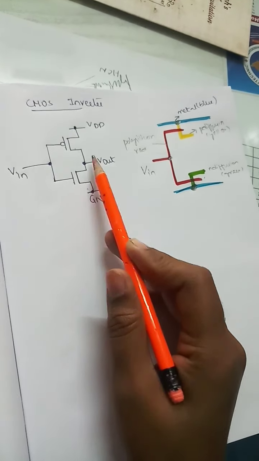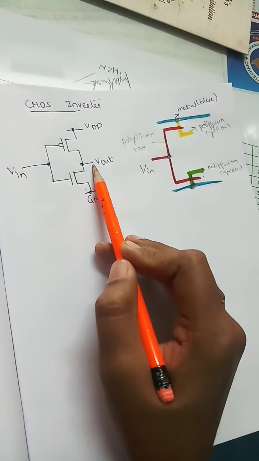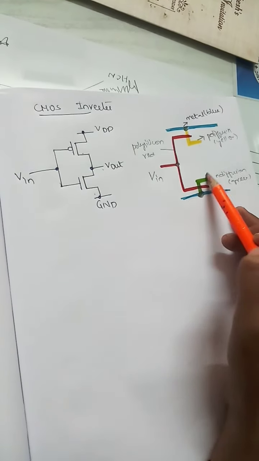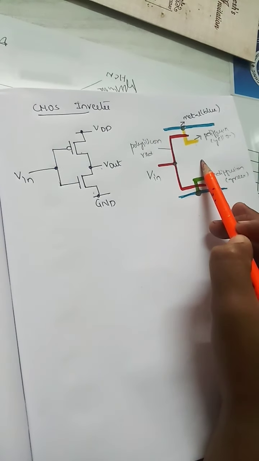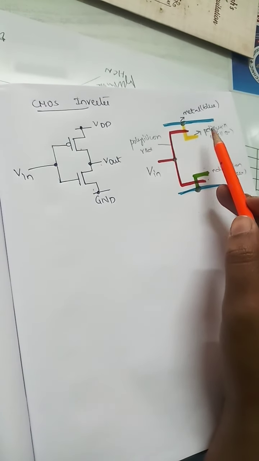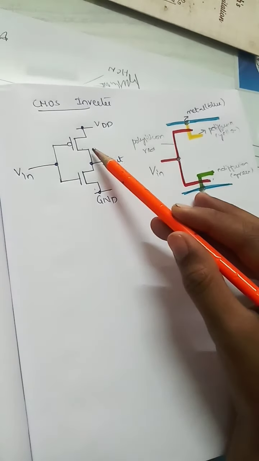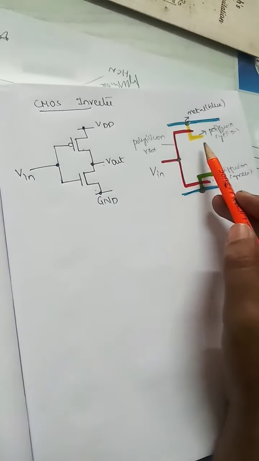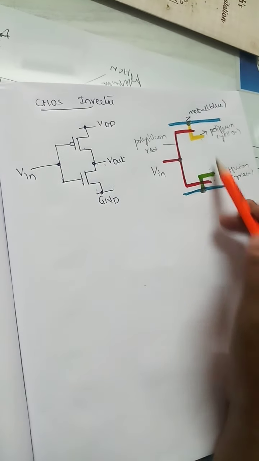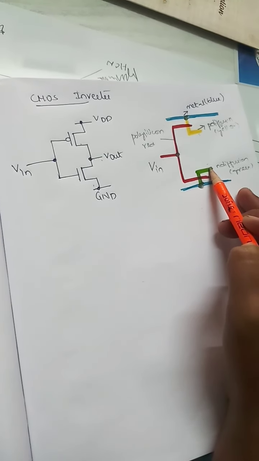Here for indicating the output and input you will be using polysilicon, but if you draw a polysilicon here again, another transistor will be formed. I have told you polysilicon and diffusion, whenever they cross over each other, a transistor will be formed. Here for indication of output also you will be using polysilicon, but if you draw a polysilicon across these two, then again another two transistors are formed which are unnecessary.